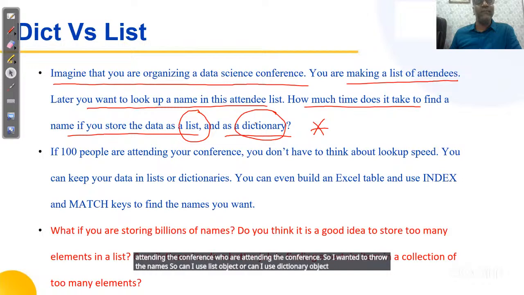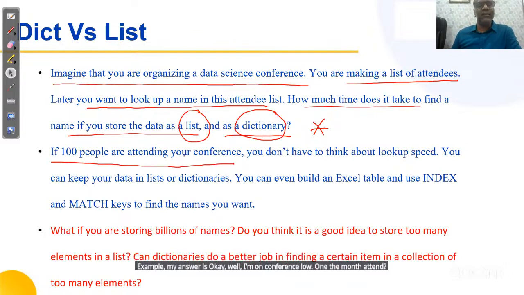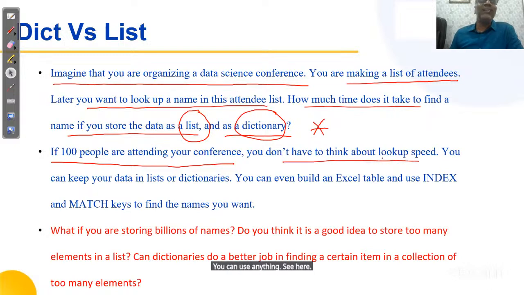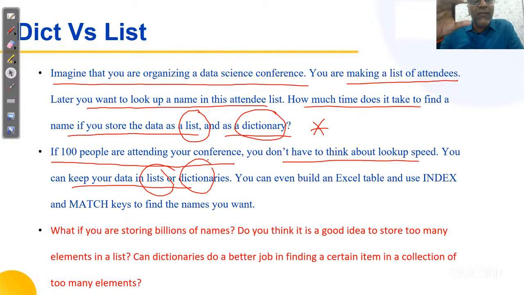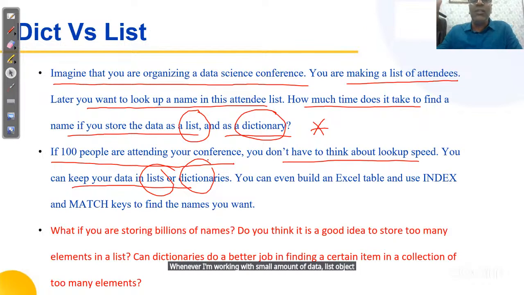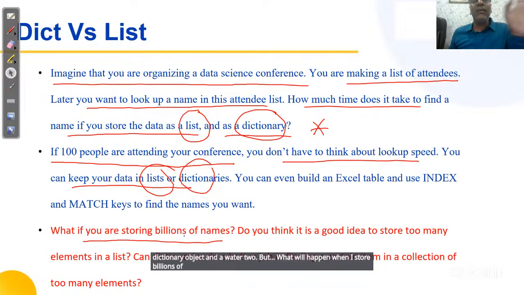That is my question. My answer is, suppose 100 people attended our conference, if 100 people attend, you can use anything. See here, you don't look at the speed. Okay, you can keep your data either in the list object or in the dictionary. Both are the same. Whenever I'm working with a small amount of data, I can use either a list object or a dictionary object. Understood? But what will happen when I store billions of records, lakhs and crores of records?